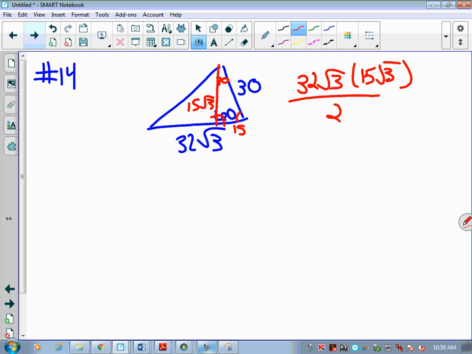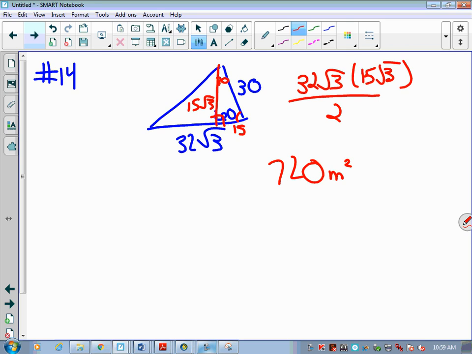That was a nice save. Times 3, and then divide by 2. Should get 720, right? And meters squared. Okay, does that make sense? All right, so you do.